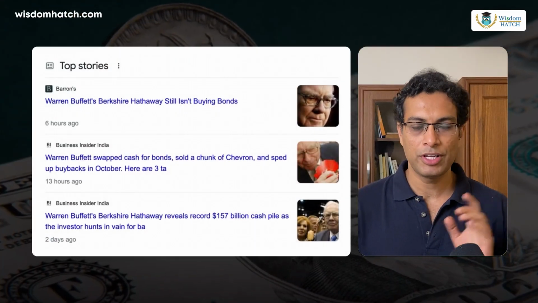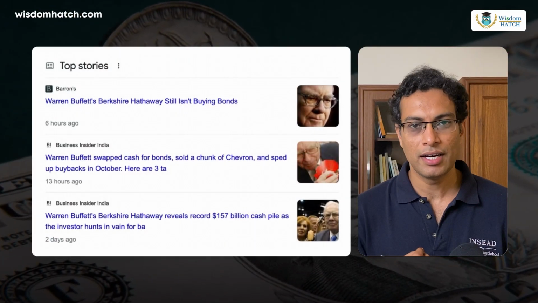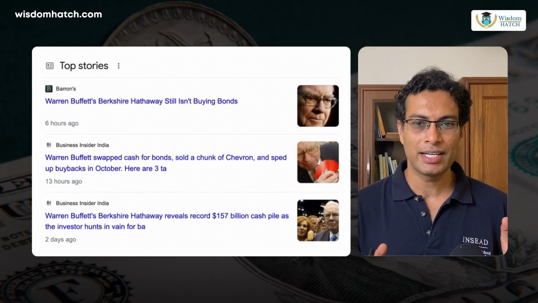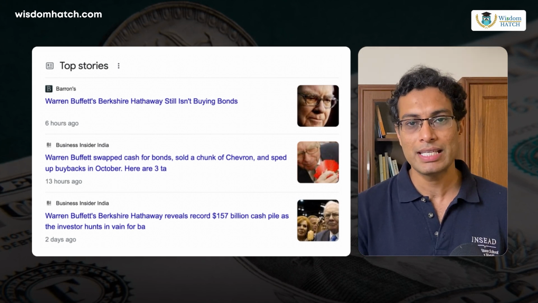Hi everyone. So there is something very interesting that is happening in the market, and let me share two reference points to illustrate that point. Now, first reference point, you can see from here that this news is roughly a week back, and it was being speculated that Mr. Warren Buffett is going to invest in bonds.